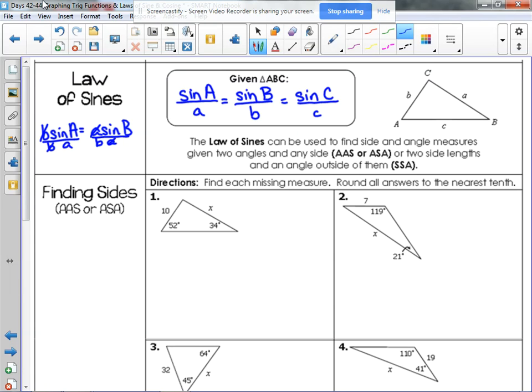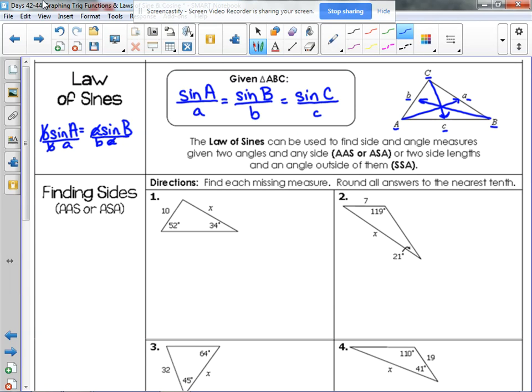Also, let's just talk about a little bit of convention. You should be used to this, but angles, we use capital letters for angles, and we use lowercase letters for sides. And notice in the picture that side A is across from angle A, side B is across from angle B, and side C is across from angle C. So you do need to keep that convention when you apply this to these problems.